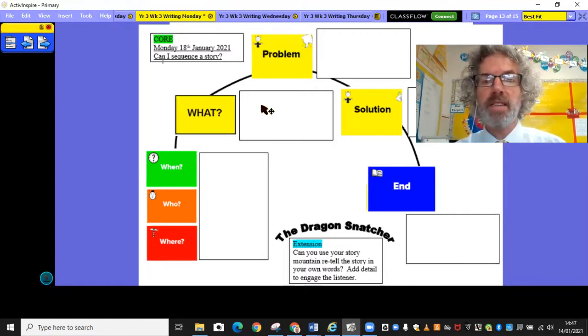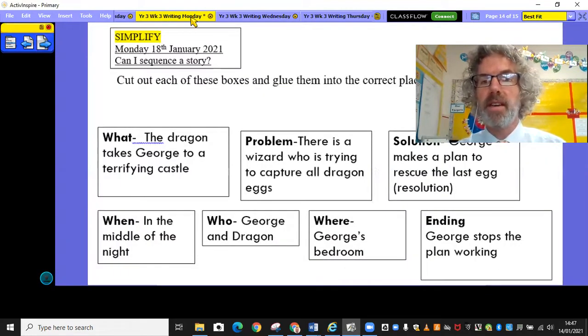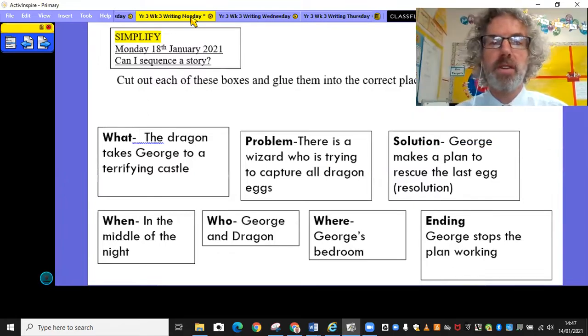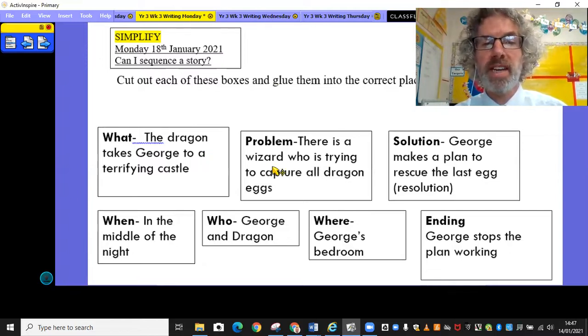Now, if this task is a little bit too challenging for you, I have simplified it for you. Now, this is optional, and I don't expect everybody to use this, but you do have the option of using these boxes. So on the simplify sheet, you can cut out these notes, and these are some answers to some of the questions, and you can stick those notes onto a different sheet. But I do want you only to use that if you don't feel you can manage the core task yourself. Most of you will use the core task.